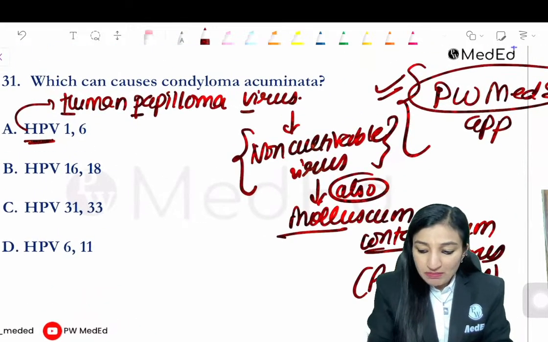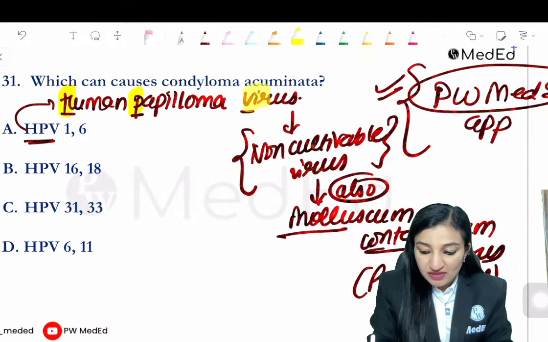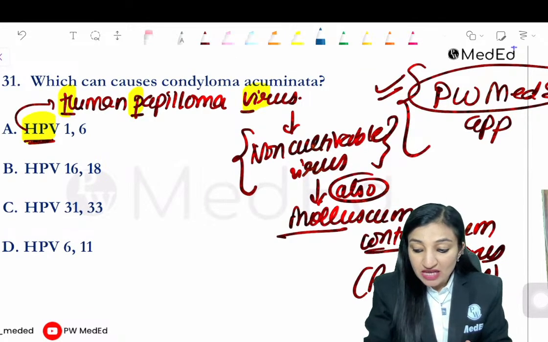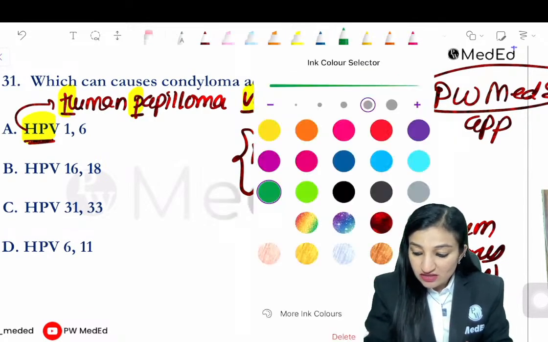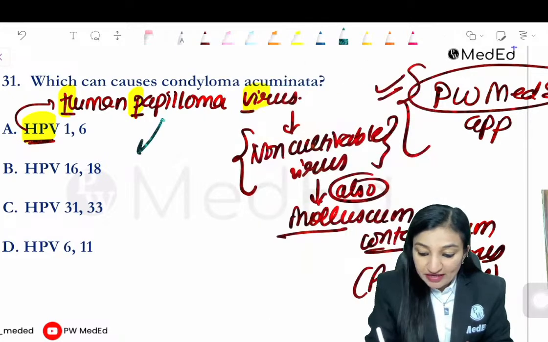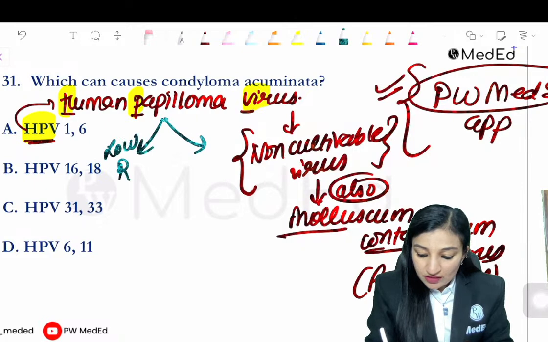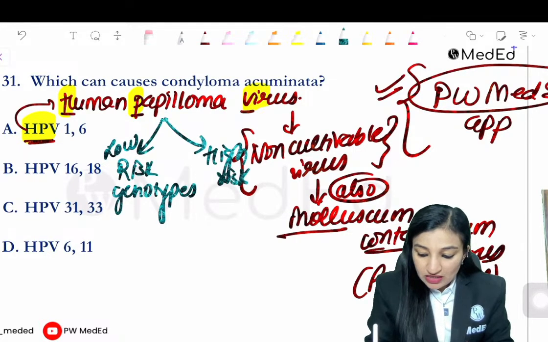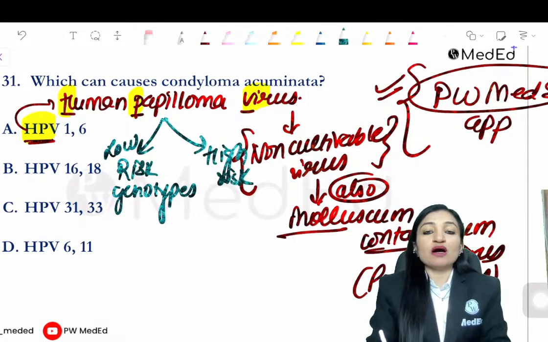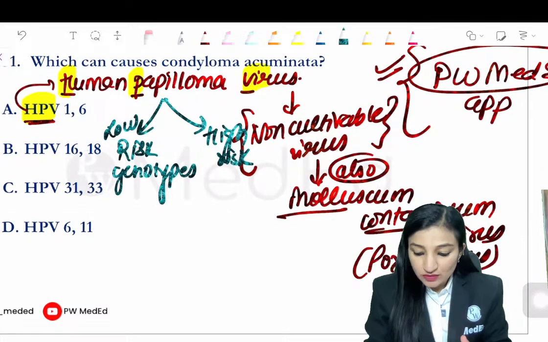Okay. Now coming back to the human papilloma virus, the accepted abbreviation is HPV. You can classify this virus into different genotypes, that is the low risk genotypes and the high risk genotypes. What risk are we talking about over here? The risk of cancer.